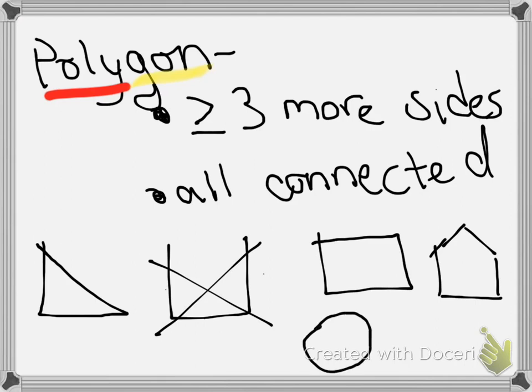A circle is not a polygon. Everything's connected, but does it have 3 or more sides? No, it's just one big side. Make sure that you have written down these different examples down here.